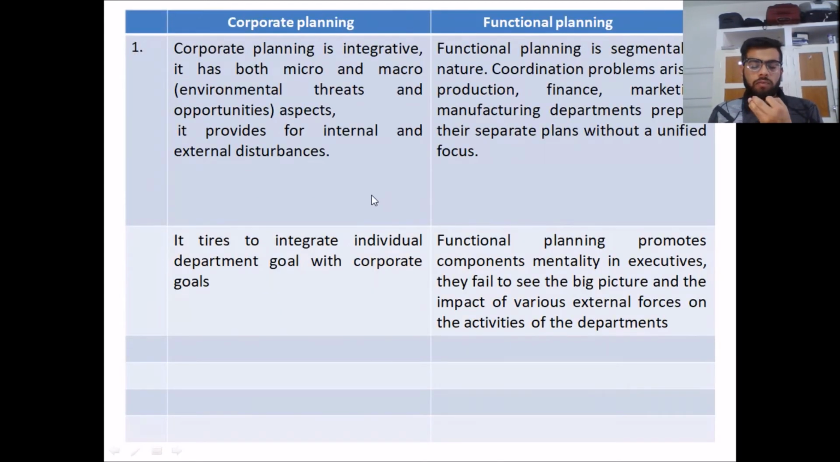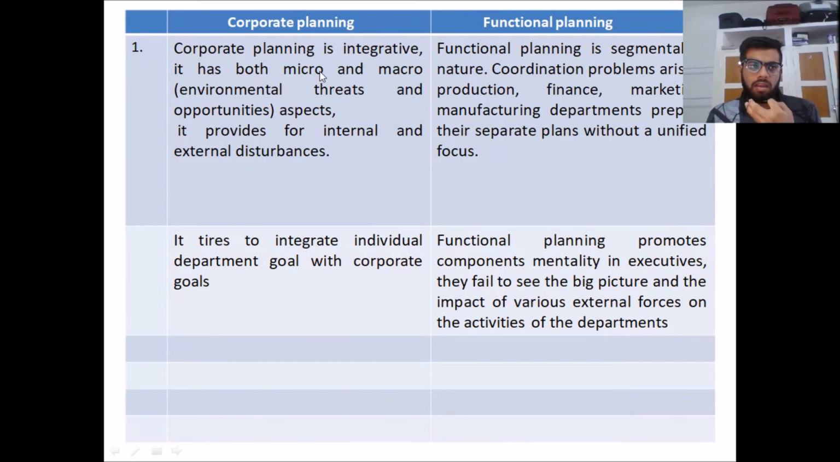Now we come across the fourth type of planning, that is corporate and functional planning. Corporate planning is integrative. It has both micro and macro environmental threats and opportunity aspects. It provides for internal and external disturbances, whereas functional planning is segmental in nature.